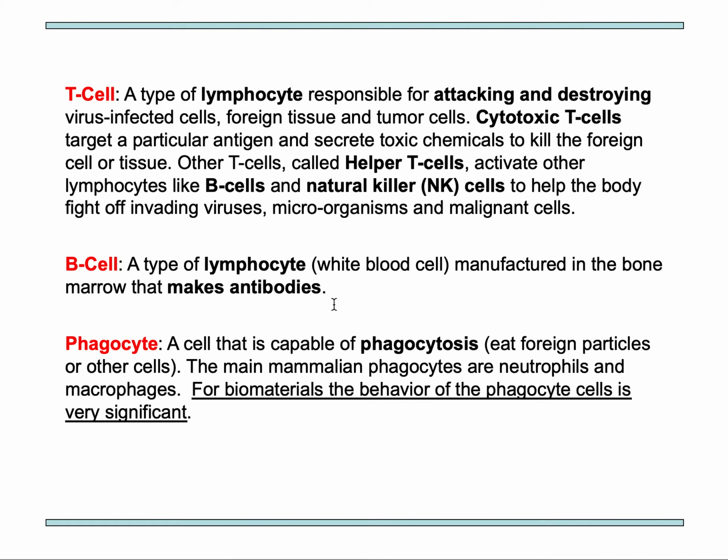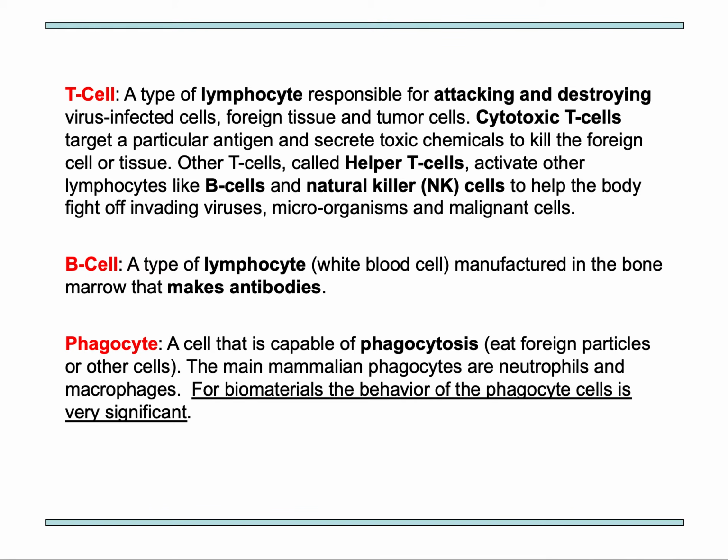However, the B cells are manufactured in the bone marrow, which is different from where the T cells are manufactured. Another important type of cells, very significant for biomaterialists and biomedical engineering, is phagocytes. Those are capable of phagocytosis, which is engulfing foreign particles. And the main mammalian phagocytes are two types, neutrophils and macrophages.